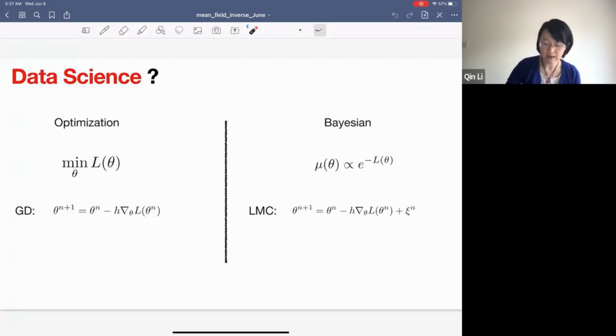And one can show that as n goes to infinity, you can claim that theta is distributed according to the distribution over here, the target distribution. So those are all the jobs or the tasks in data science.